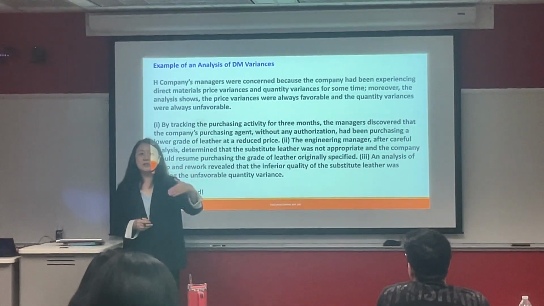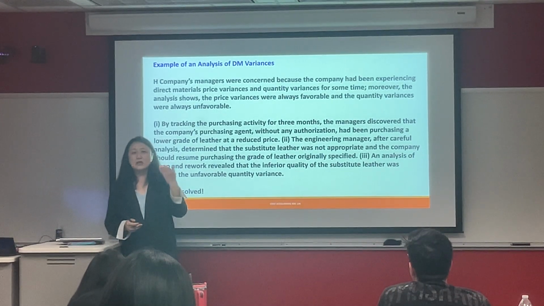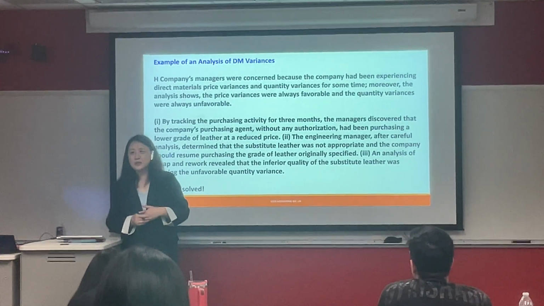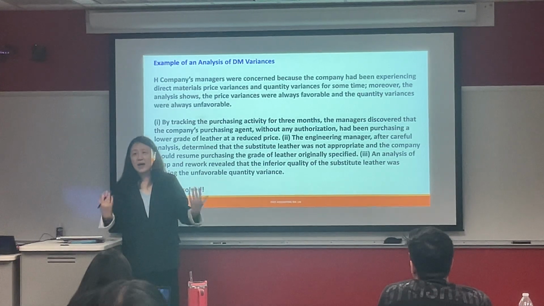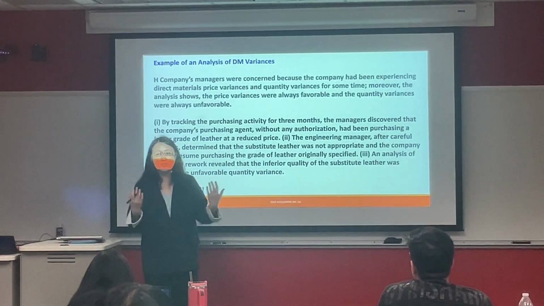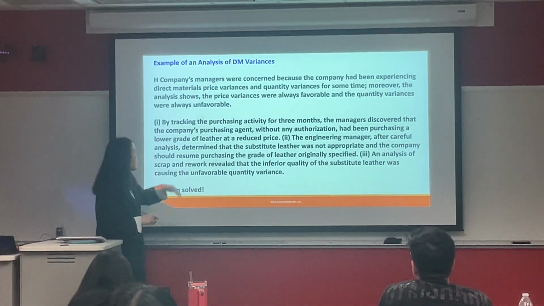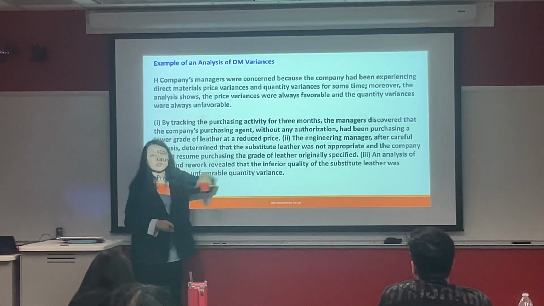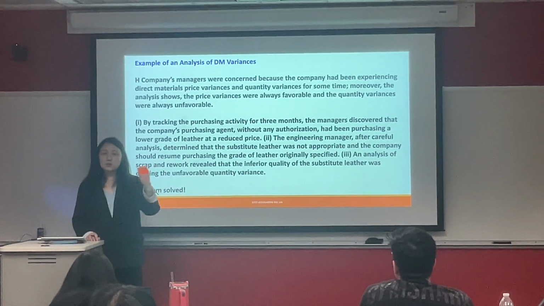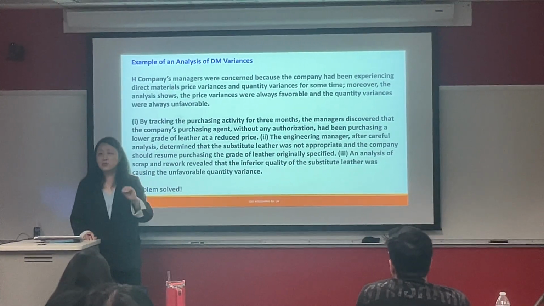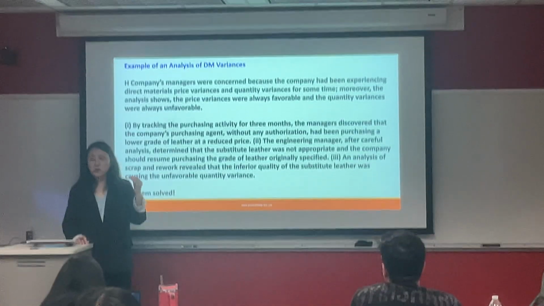The manager constantly noticed a favorable price variance but an unfavorable quantity variance. So they went after the production manager, saying you have to improve your efficiency. But the production manager said, I'm trying my best, but there is still a lot of waste and rework. The reason is that the purchasing manager decided to use some substitute, a lower quality material, in order to get a cheaper price and make sure they always have the favorable price variance.